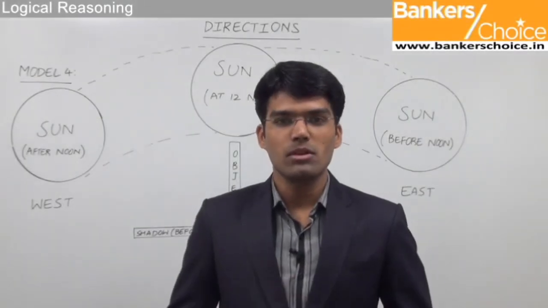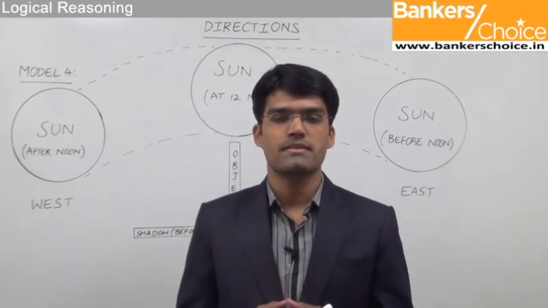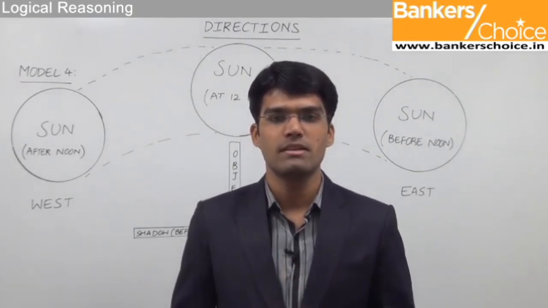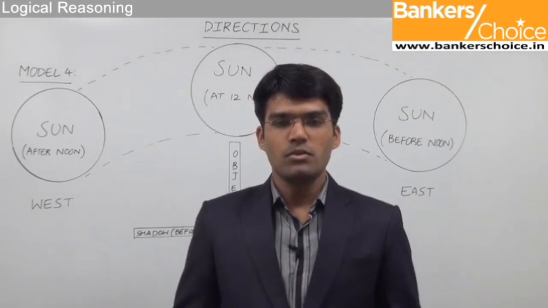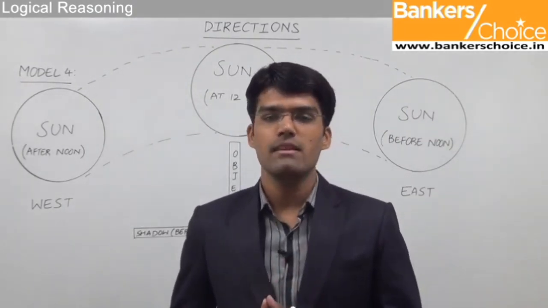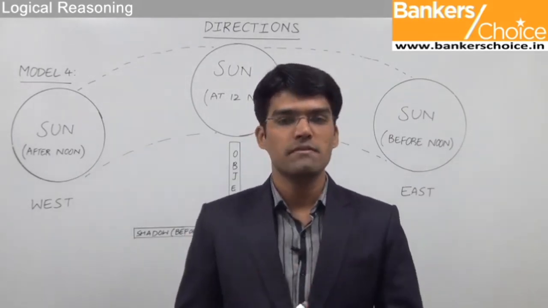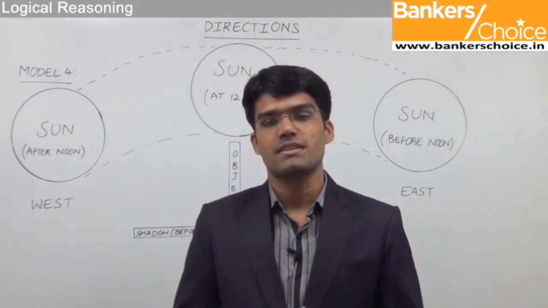Let us now take the fourth model from directions, which is based on the shadow of an object or a person during different points of time in a day. To solve questions based on shadow, we first need to understand the pattern in which the direction of shadow changes from morning through the evening as the direction of the sun changes.